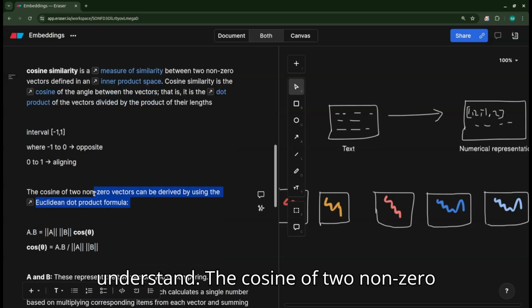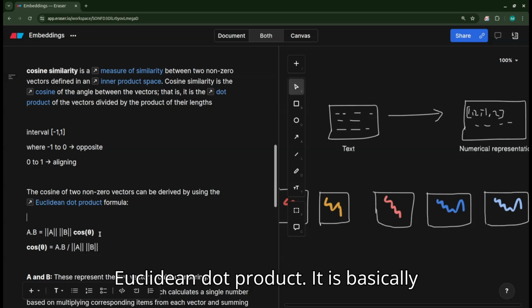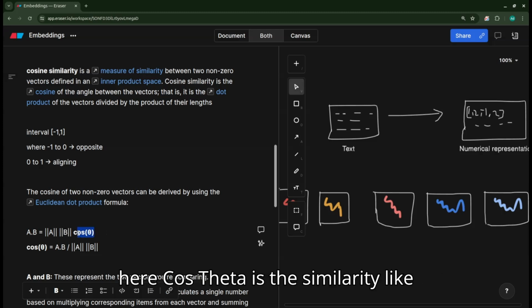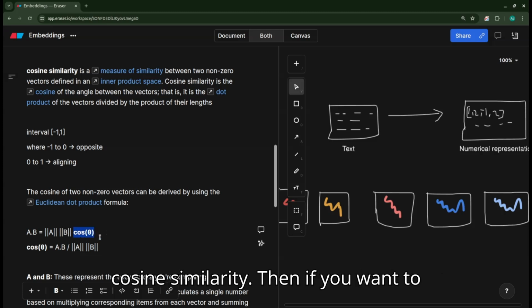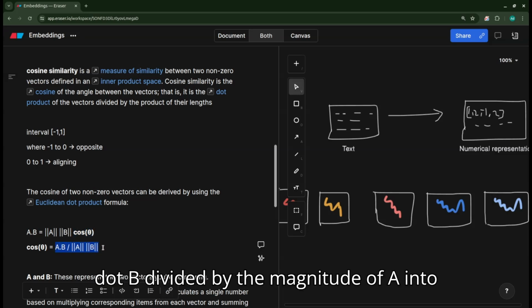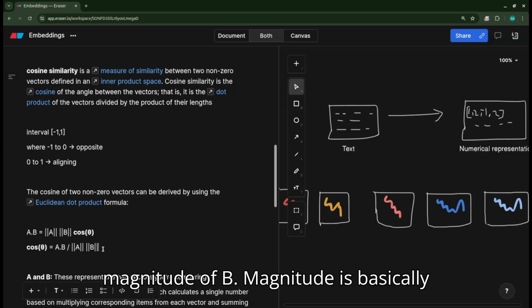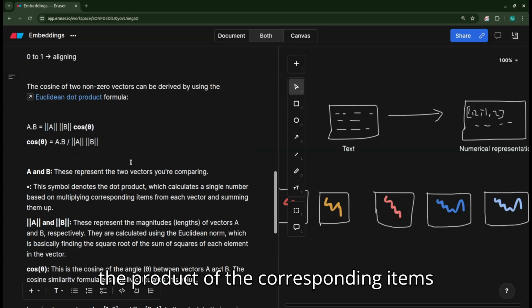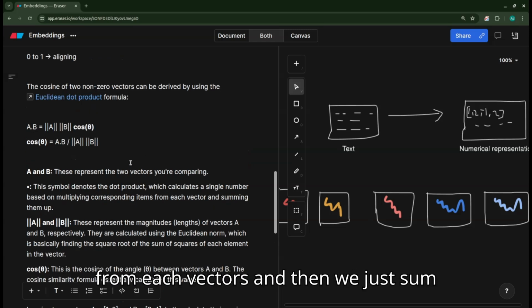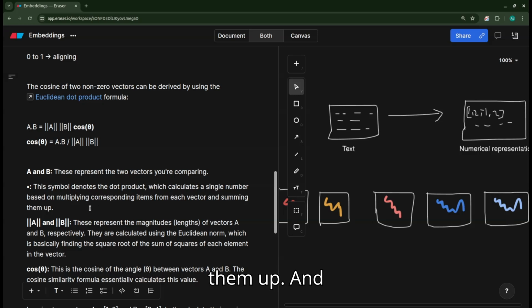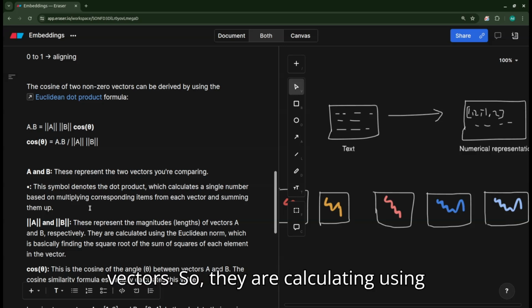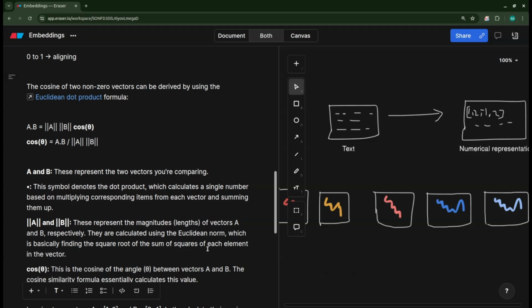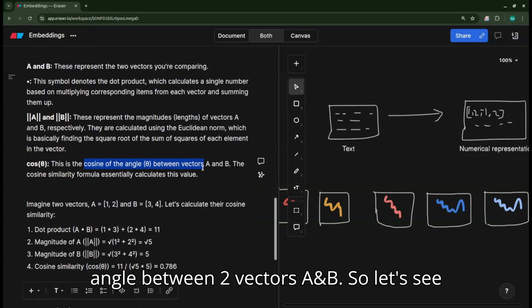The cosine of two non-zero vectors can be derived using the Euclidean dot product. The formula is a dot b equals magnitude of a times magnitude of b times cos theta. Here cos theta is the cosine similarity. To find cos theta, the formula is a dot b divided by magnitude of a times magnitude of b. Magnitude is the length of the vector. The dot product is the product of the corresponding items from each vector, which we then sum up. The magnitude is calculated using the Euclidean norm, the square root of the sum of squares of each element in the vector. Then cos theta is the cosine of the angle between the two vectors a and b.